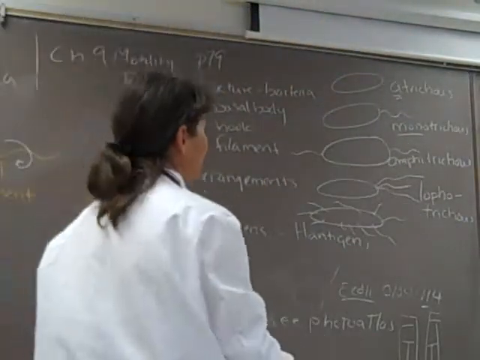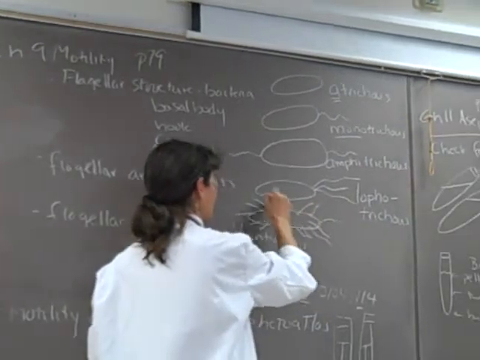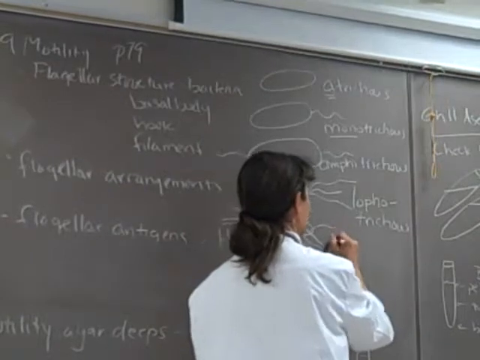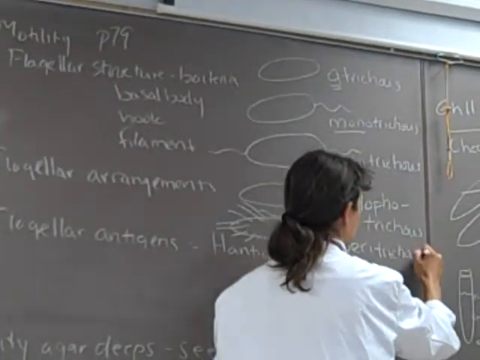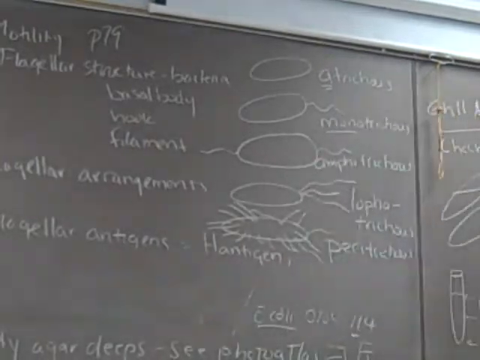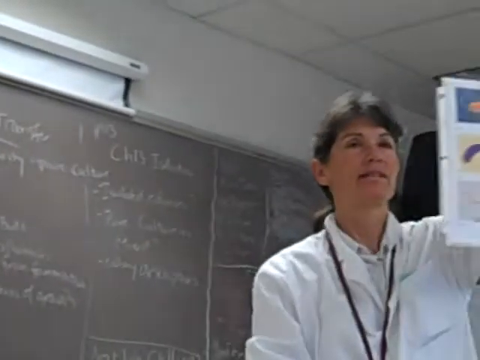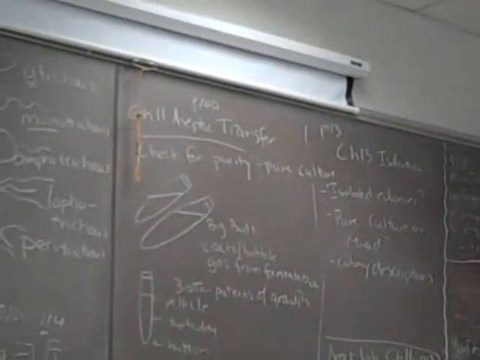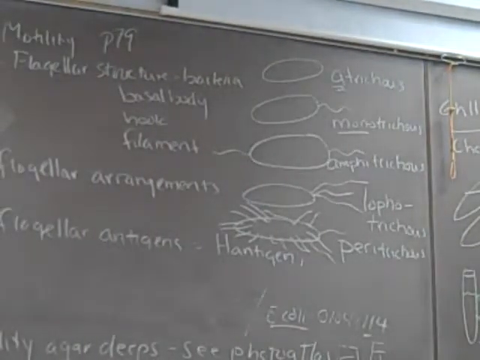And then my favorite is this last arrangement, where the bacteria have flagella covering the entire surface. This is called peritrichous. In Professor Holland's examples, it's this top bacterium that is peritrichous. So again, flagellar arrangements can help in classifying unknown bacteria.